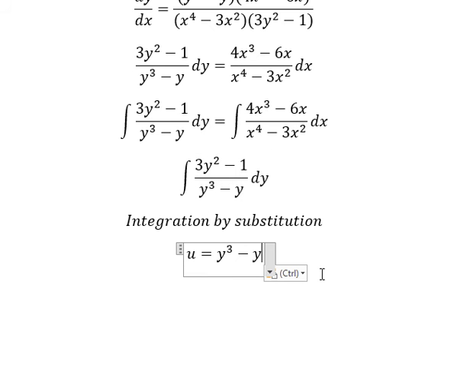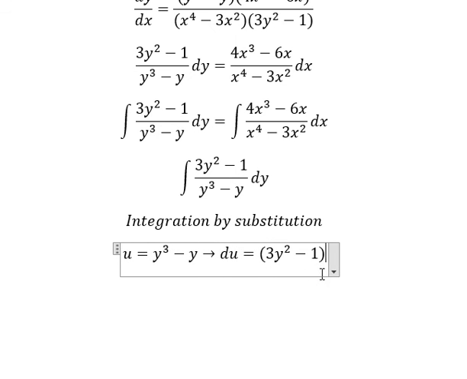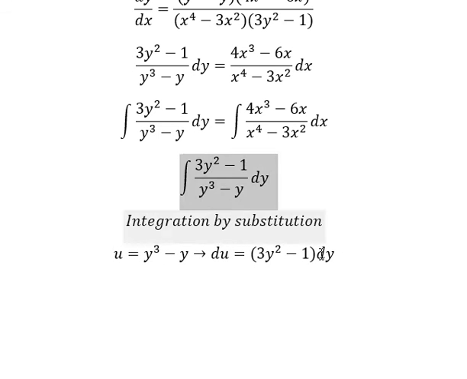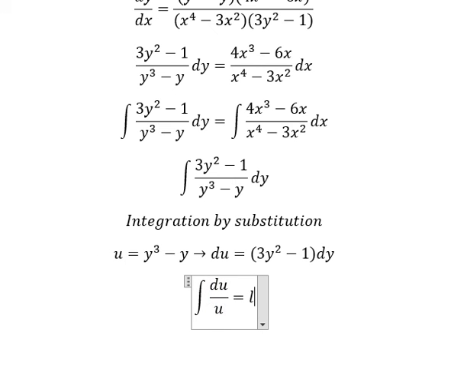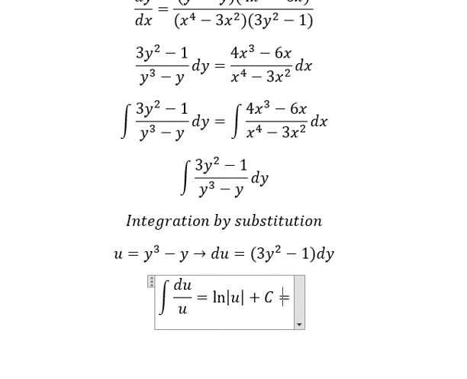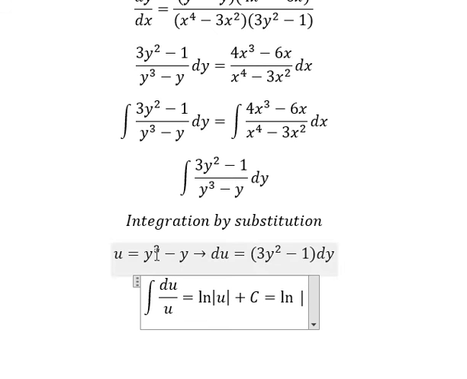So if we first do the derivative, we got du equals to (3y squared minus 1) dy. So this one we change by u: (3y squared minus 1) dy we change by du. The integration of this one, we have ln of the absolute value of u, and we put plus c. About u, that's about this one.